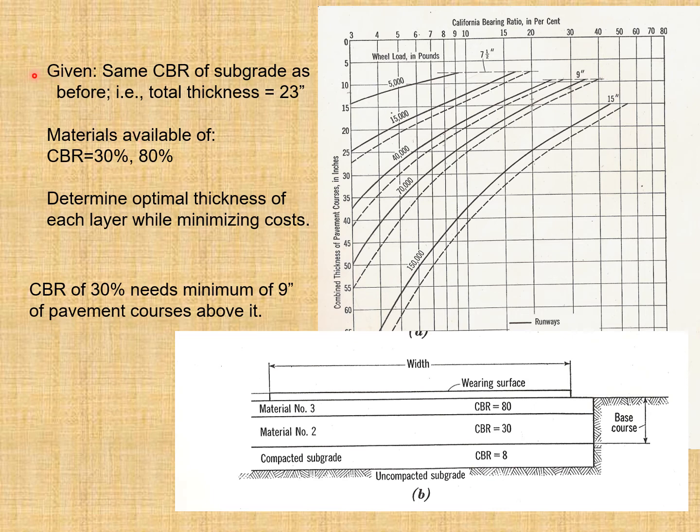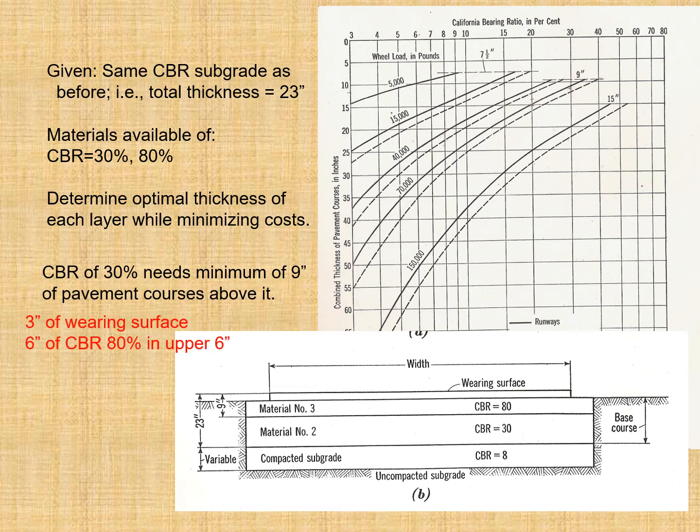So with the same CBR of subgrade as before, the total thickness is obviously 23 inches, and the materials available are CBR 30% and 80%. To determine the optimal thickness of each layer while minimizing the cost, we know that CBR of 30% needs a minimum of 9 inches of pavement courses above it. Three inches of wearing surface, 6 inches of CBR 80% in the upper 6 inches, and so 14 inches of CBR 30% for the remainder of the base. So in this way we have this cross section.